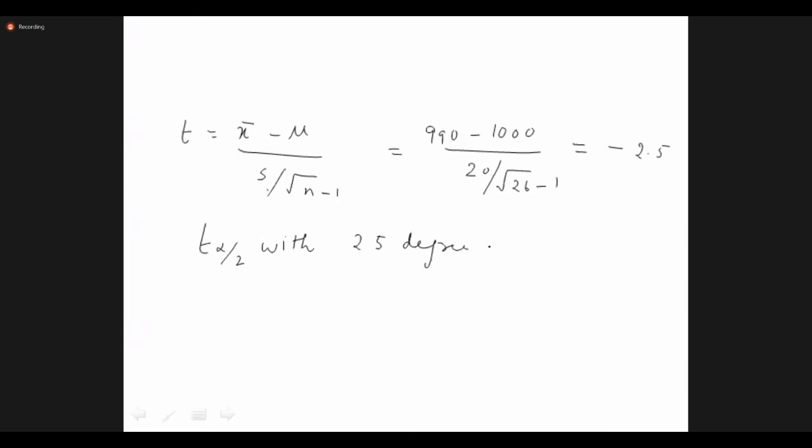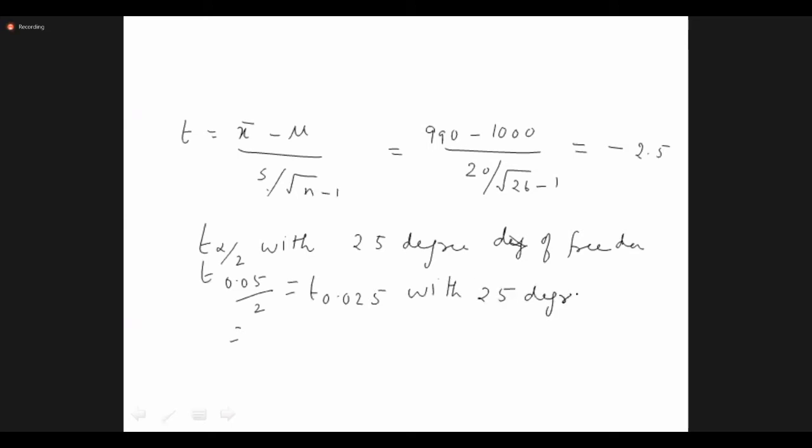We have to see from the table the degrees of freedom. So alpha by 2 is T at 0.05 divided by 2, which is equal to T at 0.025 with 25 degrees of freedom. From the table I am finding 25 degrees of freedom.